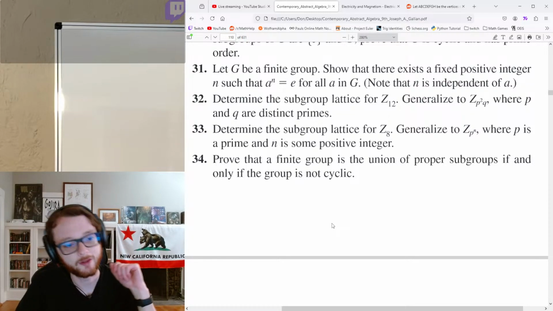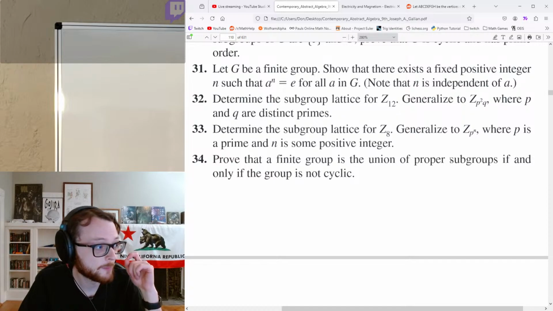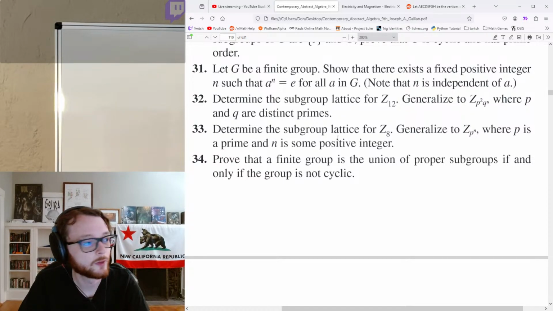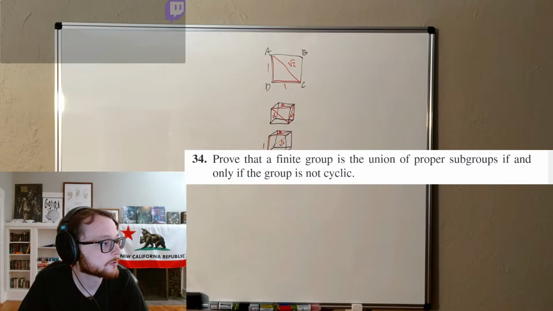Right, I remember the idea. If the group is cyclic, and it is the union of proper subgroups, one of those subgroups must include the generator, and the subgroup that includes the generator must include every power of that generator, which means it's the entire group and it's cyclic. And that one subgroup wouldn't be proper anymore, so it's a contradiction.